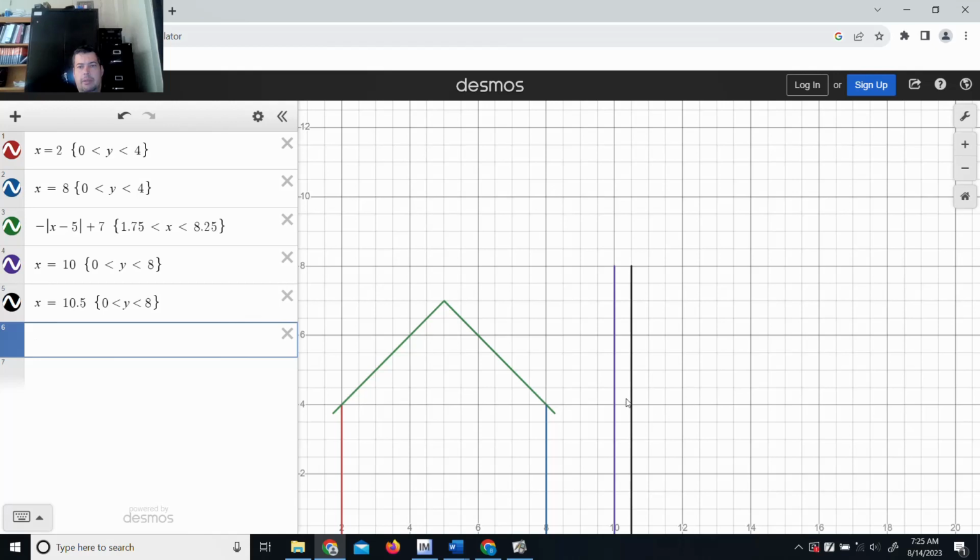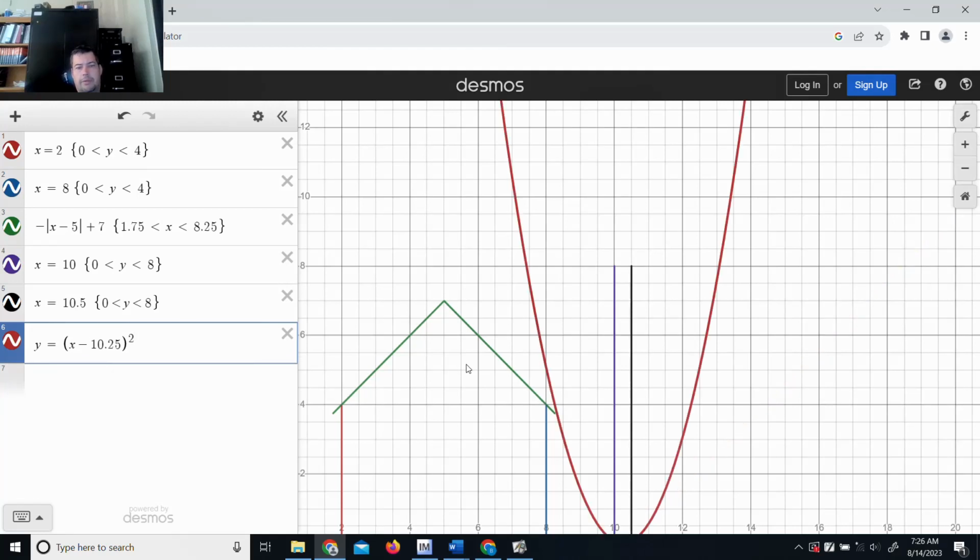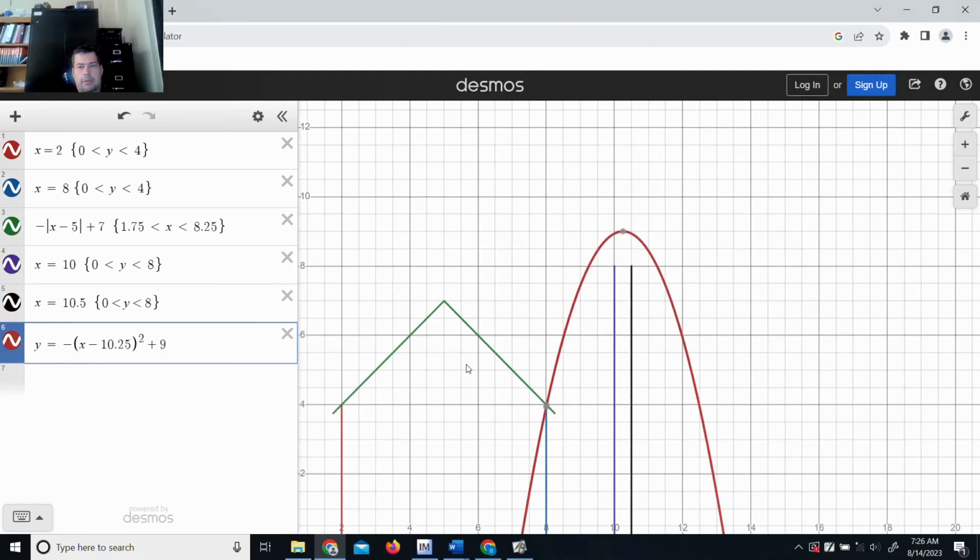Could rotate the parabola if you knew vertex form. Y equals, let's see, the center of that trunk is going to be at 10.25, so x minus 10.25 all squared. There's vertex form. Reflect it. We'll shift it up 9 units. And from there we'll restrict the range, say between 6 and 9. 6 less than y less than 9.